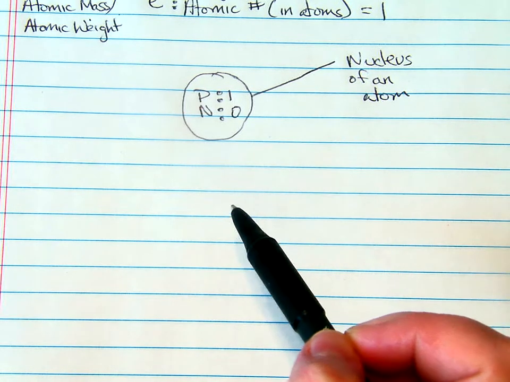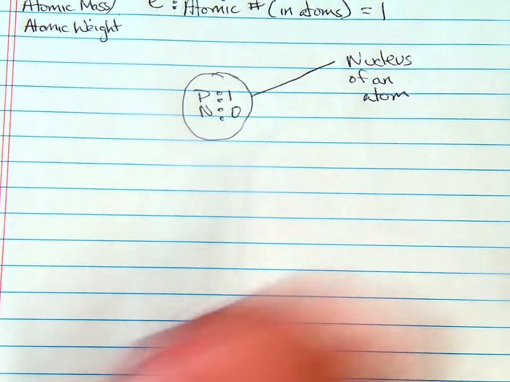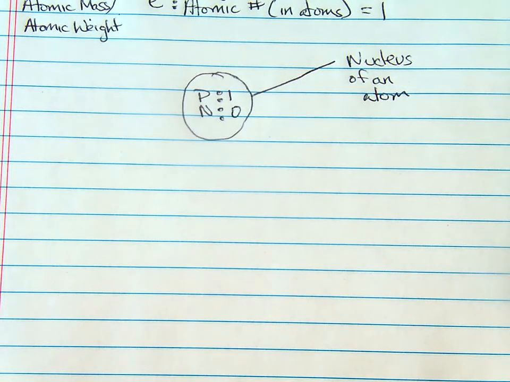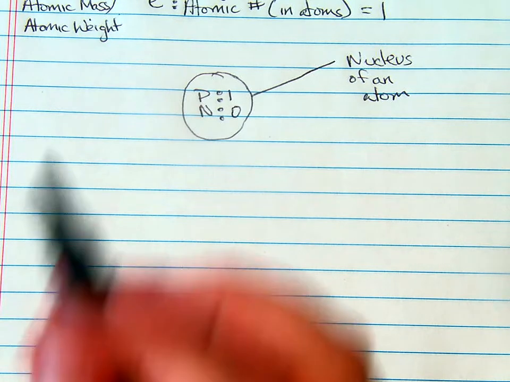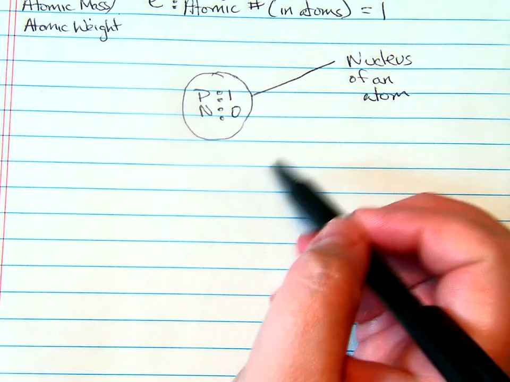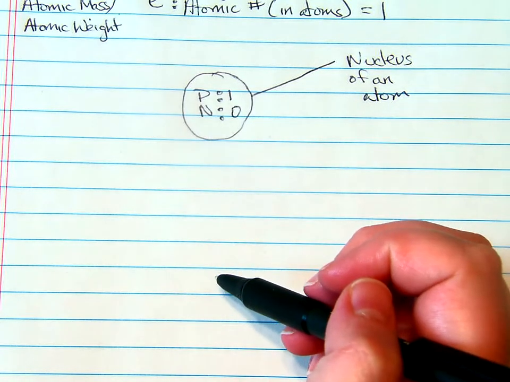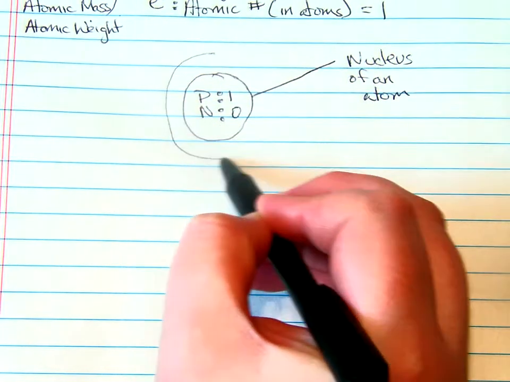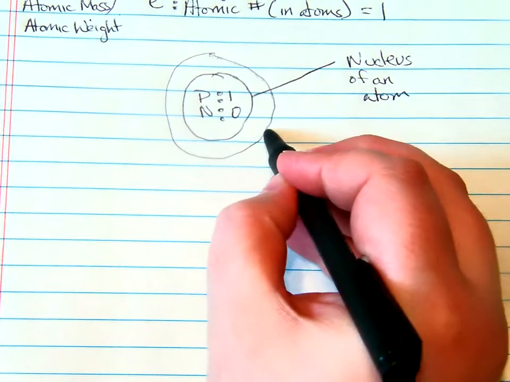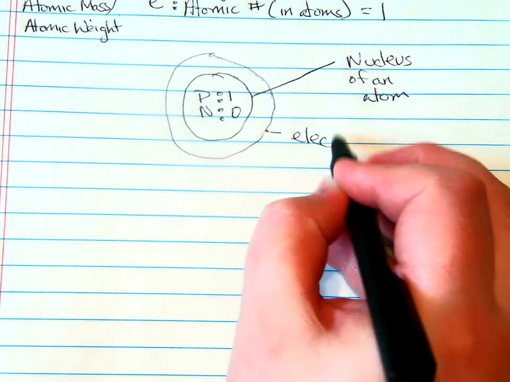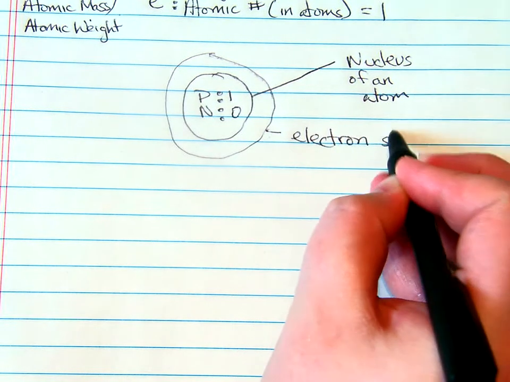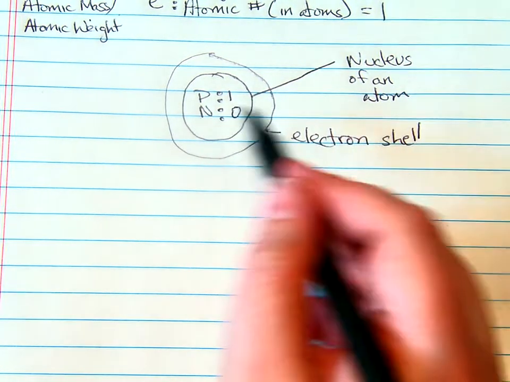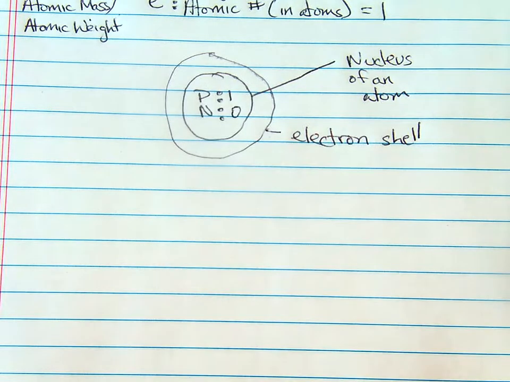But we still have to represent our electron. We've got our protons, we've got our 0 neutrons. Where do our electrons go? Well, electrons are whizzing around the outside of that atom, and they whiz around on something we call an electron shell. They're whizzing around, creating the shape of that thing.